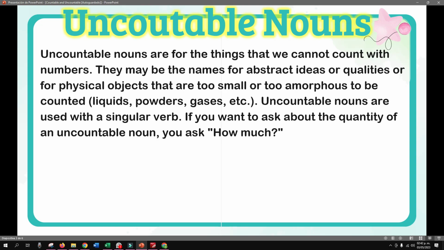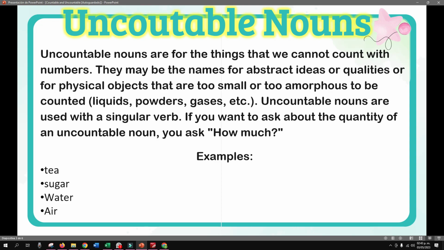Y siempre recuerden que como son incontables, vamos a utilizar el verbo en su forma singular, no plural, singular. Y si ustedes quieren preguntar sobre los uncountable nouns, you can use how much, right? How much. For example, tea, sugar, water, and air. Esos serían los nombres incontables.